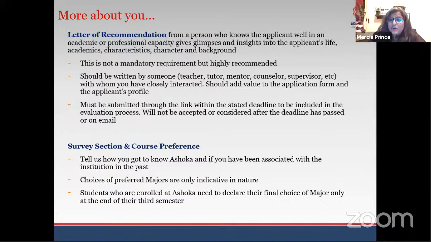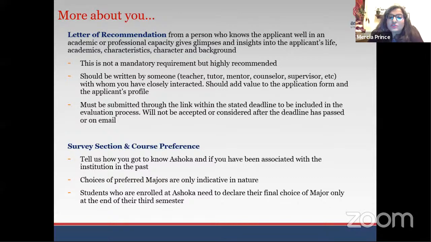So it's not a mandatory requirement, but it's highly recommended, as I mentioned, but written by someone who's either a teacher, tutor, mentor, counselor, supervisor, with whom you have closely interacted, right? So I want to say this here, the hierarchy of who writes it doesn't matter. I know often people have asked us, would there be more value in my letter of recommendation if it's written by a teacher or by the principal of the school, right? What we want to tell you is we want a letter of recommendation by someone who knows you well, who is associated with you well.